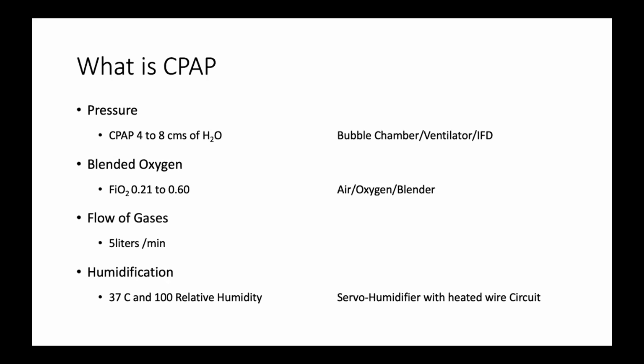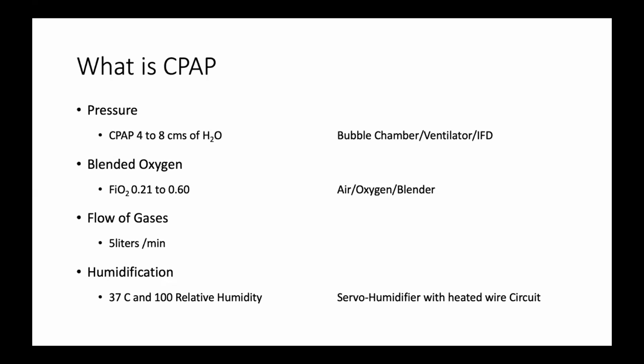So the pressure we use is from 4 to 8 centimeters of water. We do not use less than 4, and most people do not prefer to use more than 8, especially in babies, which all of us treat, that is from 28 weeks and above. Blended oxygen is giving FiO2 from 21 to 60%. We can give oxygen as low as 21%, that is air, or the maximum oxygen we would like to give on CPAP is up to 60%. And to generate the air oxygen mixture, we need a compressed air source, a compressed oxygen source and a blender. And that is when we can titrate the oxygen from 21 to 60%.